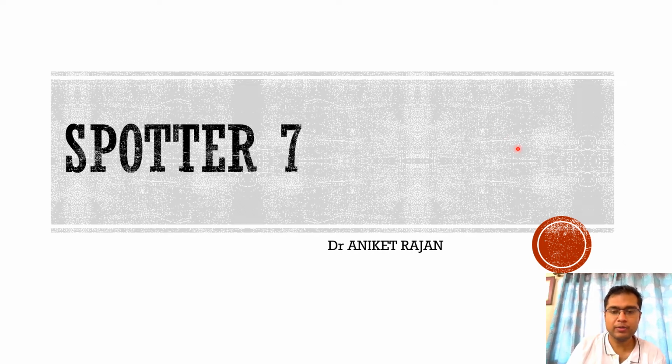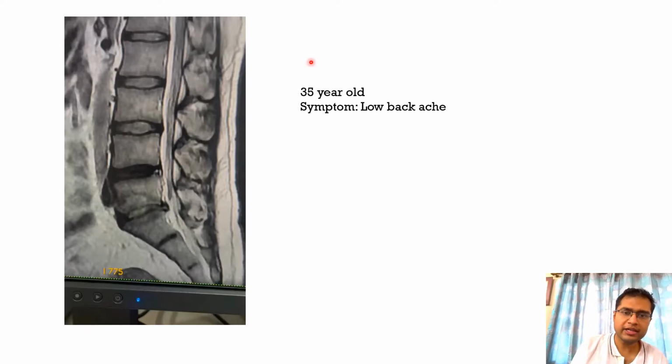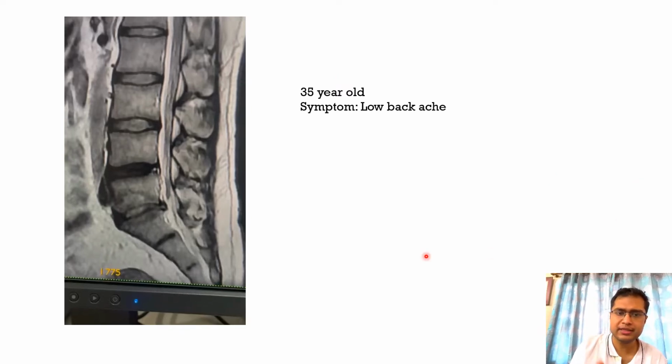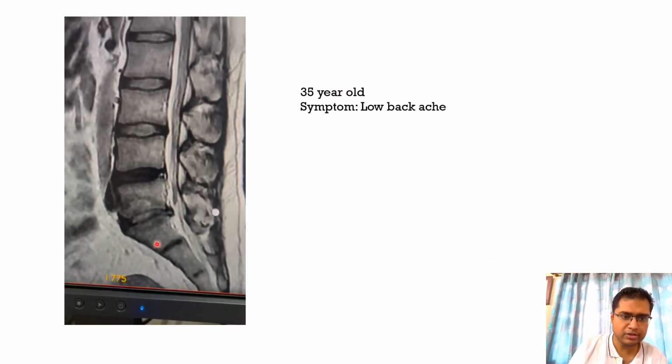So, hello everyone, and we'll be discussing a spotter case today. Here we have a 35-year-old male who presented with symptoms of severe low backache, and he got an MRI LS spine done for the same. And these are the sagittal sections, T2 weighted images of the LS spine.